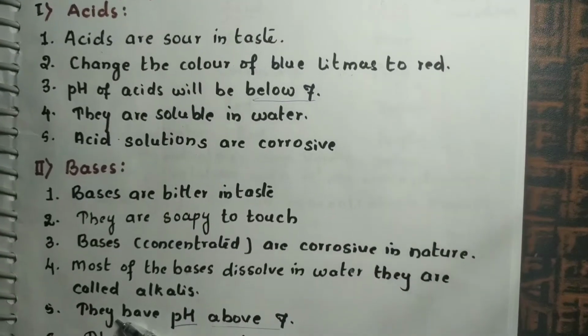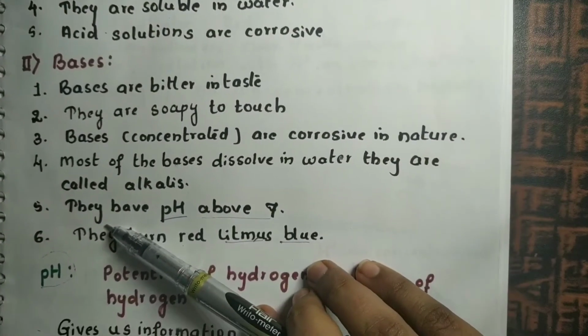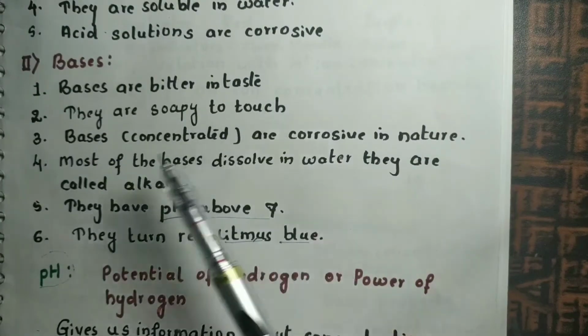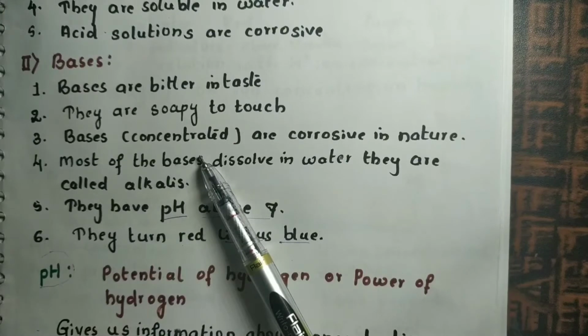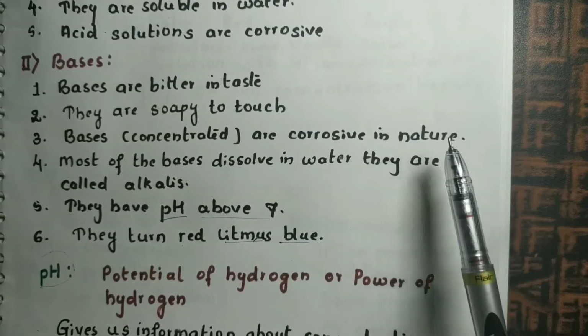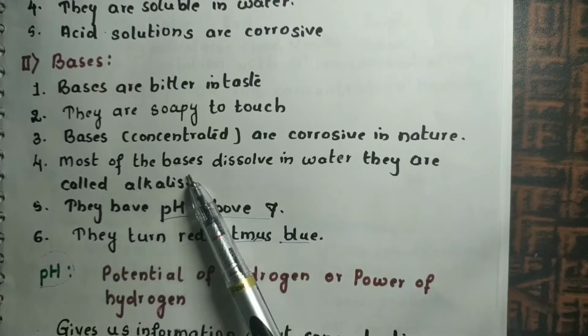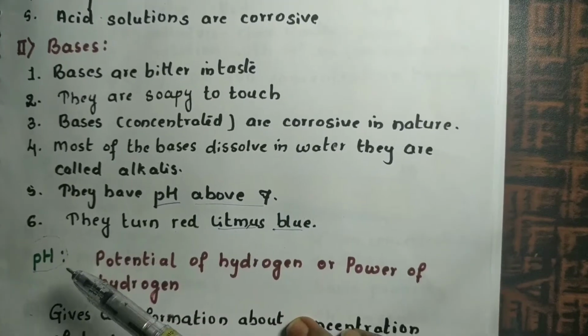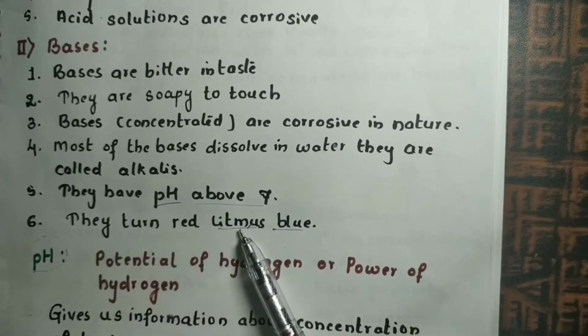So let us see the physical properties of bases. Bases are bitter in taste. They are soapy to touch. Bases, while they are in concentrated solutions, are corrosive in nature. Most of the bases dissolve in water. They are called alkalis. They have pH above 7. They turn red litmus to blue.